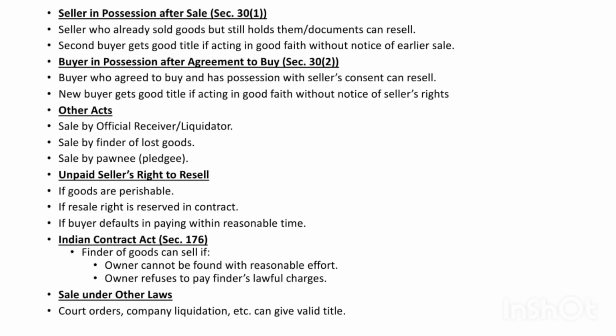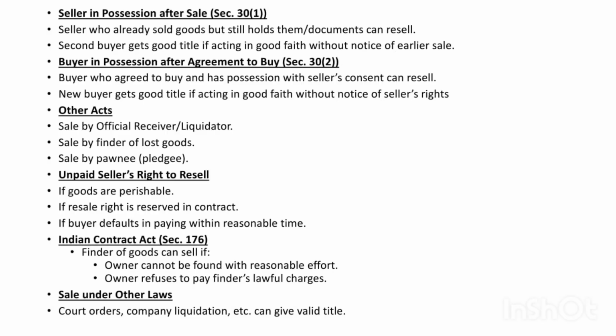Section 30 subsection 2 is buyer in possession after agreement to buy. This states that a buyer who agreed to buy and has possession with the seller's consent can resell. This is common in hire purchase or installment sales. That is, the buyer has the goods but is not the owner yet. Now the new buyer gets good title if acting in good faith without notice of the seller's rights.